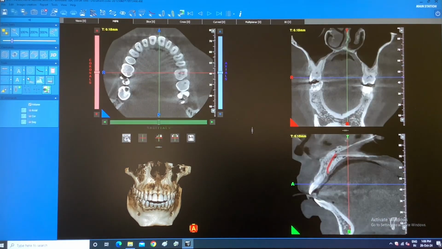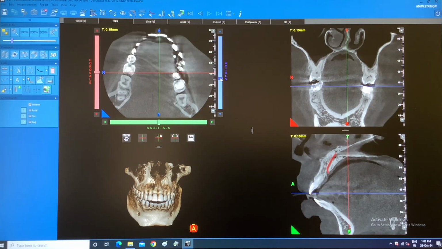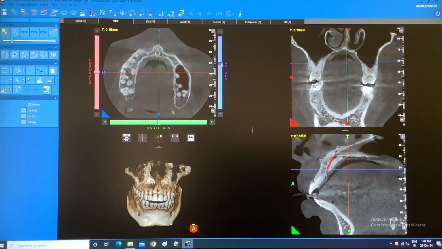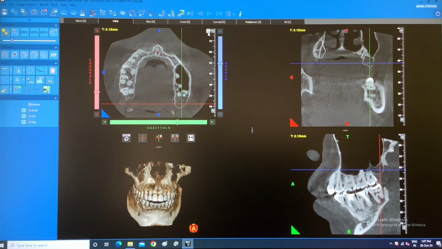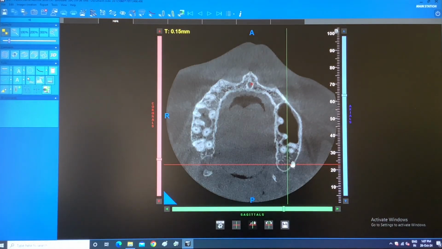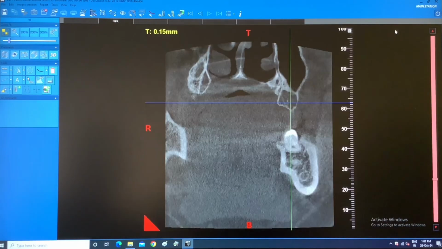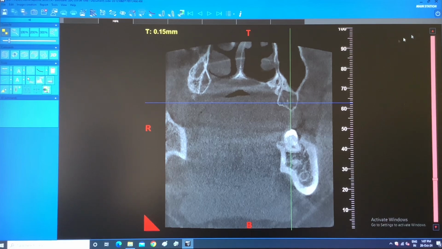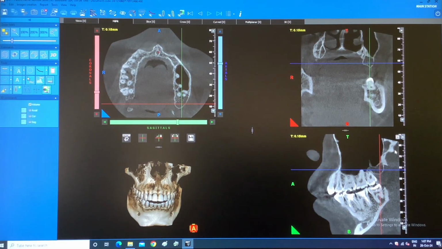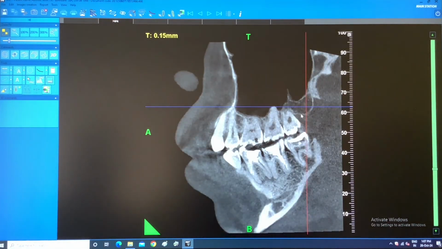Now we will see anatomical landmarks on the posterior aspect of maxilla. So in the posterior aspect, you have the maxillary tuberosity. This is the tuberosity. We have to go through all the slices to appreciate the tuberosity from the axial view, and this is the tuberosity from the coronal view. This is from the sagittal view, where you can see the tuberosity.